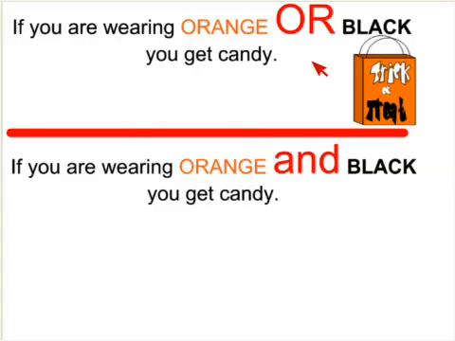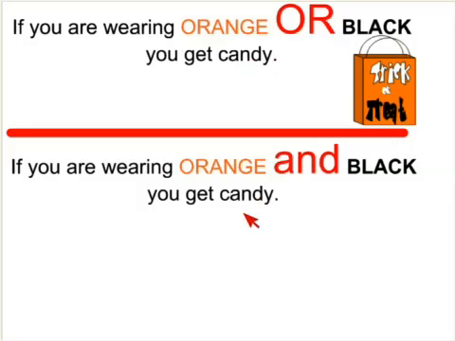This screen attempts to explain the difference between or and and. We need to understand this. Let's say you're only going to get candy at Halloween if you are wearing orange or black. Someone who's wearing orange and pink would get candy. Someone who's wearing orange and black would also get candy because they're wearing one or the other. If they're wearing all black, they will get candy. If they are wearing only blue, they will not get candy.